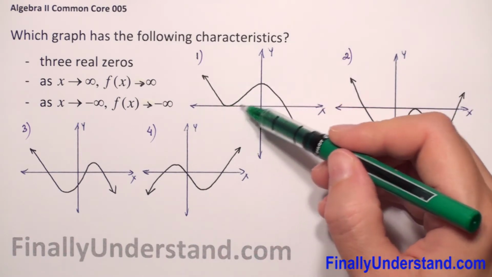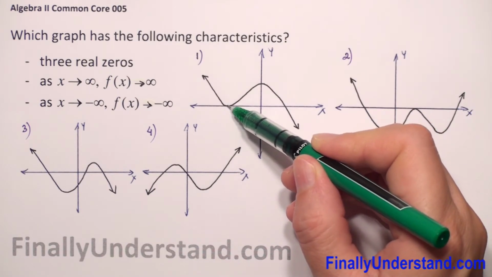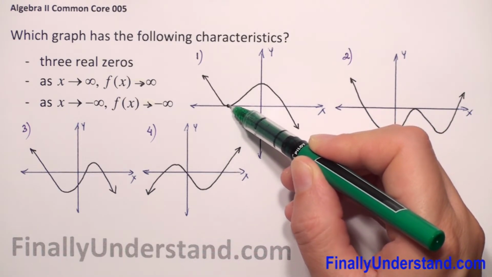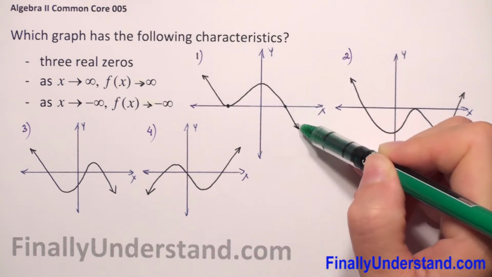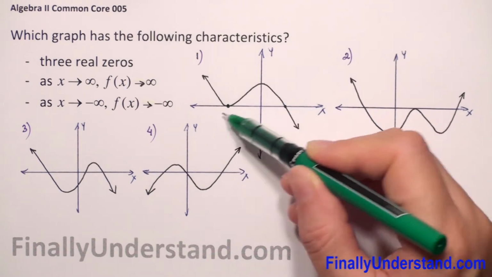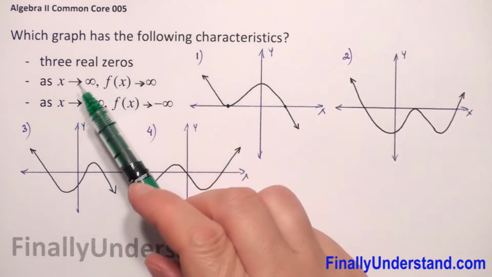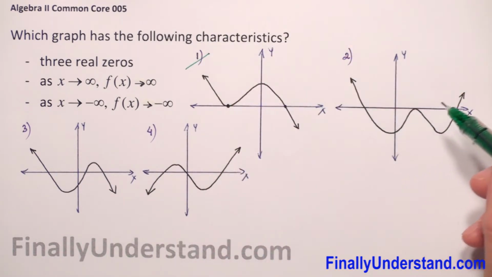So in the first graph we see that we touch here one time and here we cross the x-axis. So we have 2 real zeros. We need to have 3. So for sure this is not our graph.